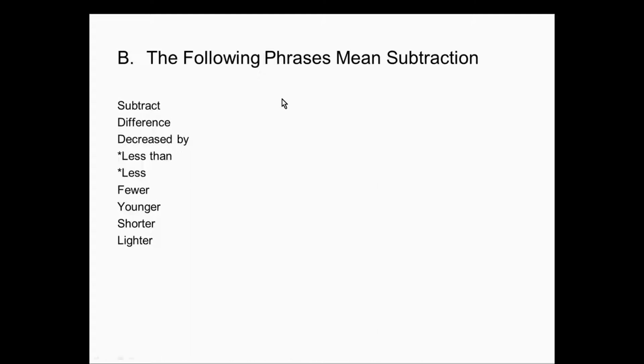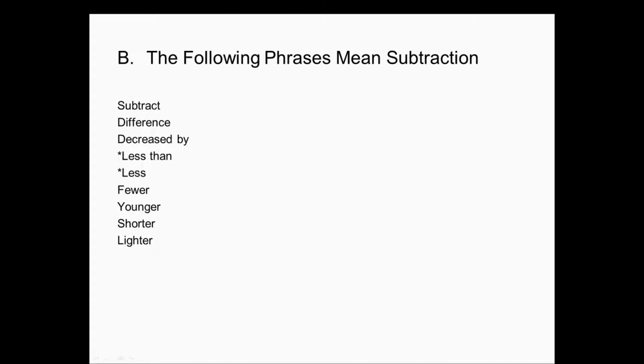So the following phrases mean subtraction. Subtract, as in subtract A from B. Difference, which is the answer to the subtraction problem. Decreased by, less than, less, fewer, younger, shorter, and lighter. I've put asterisks by less than and less because those are the ones more commonly used. They do mean two different things. Less than is different from less.